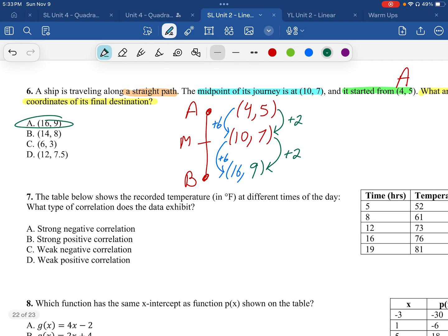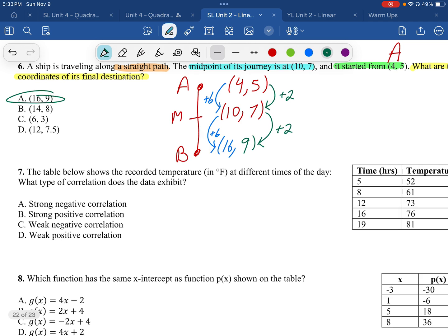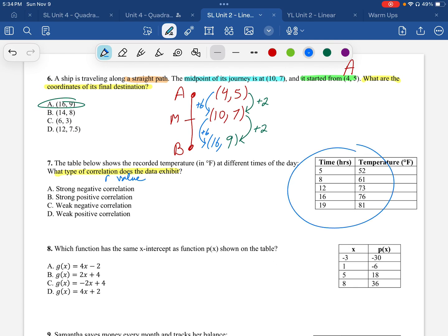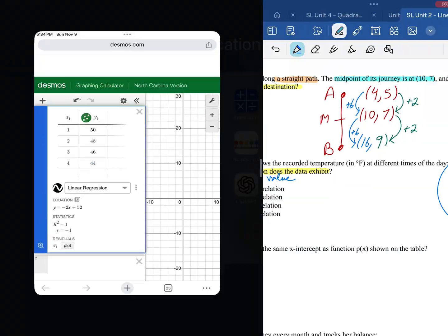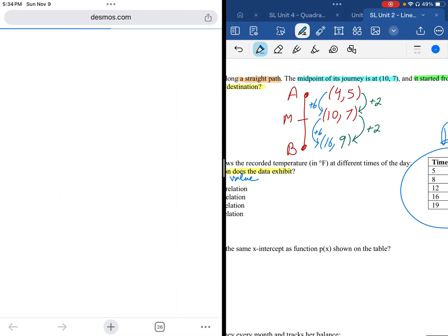Number 7. It says the table below shows the record temperature in Fahrenheit at different times of the day. What type of correlation does this exhibit show? So the question is asking for correlation. That means we need our r value from Desmos. So take our table. And first instinct with a table needs to be Desmos again. I cannot stress that enough because it's going to save you guys so much time and heartache.